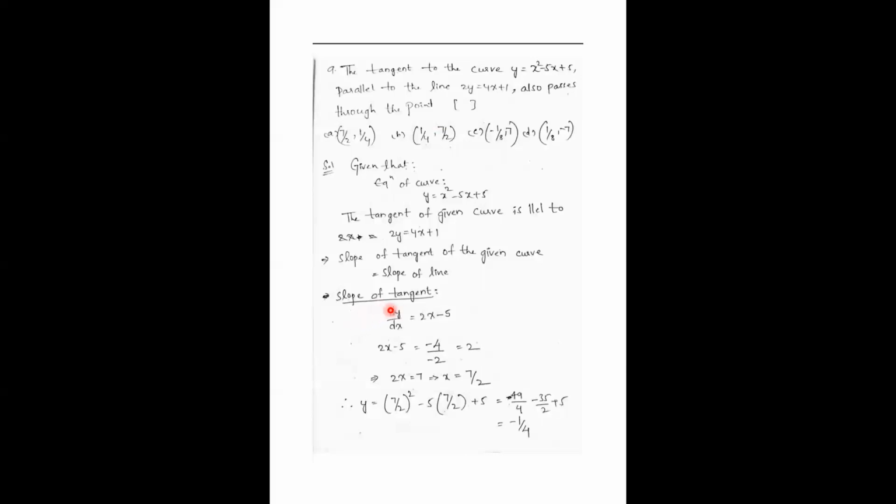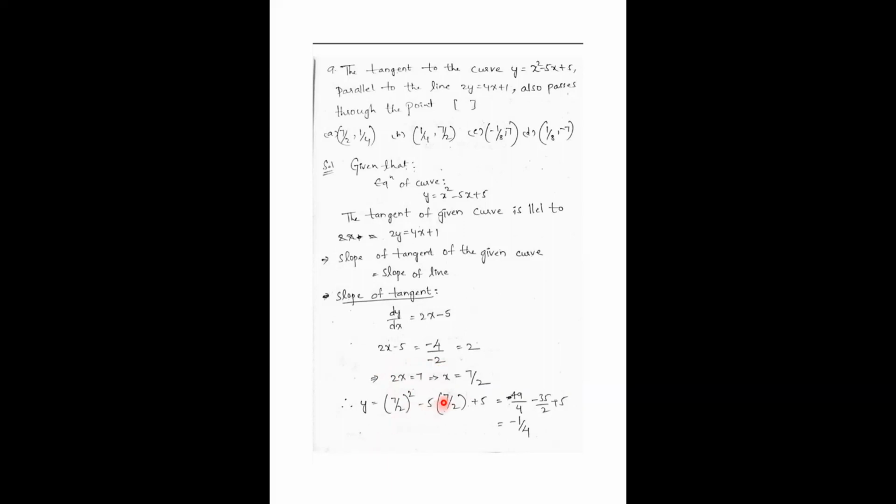Now let's find the slope of the tangent. The slope of the tangent will be dy by dx equal to 2x minus 5. Now the slope of the line is minus 4 by minus 2, which is equal to 2. Let's equate the slope of the tangent and the slope of the line. That is, 2x minus 5 is equal to minus 4 by minus 2, that is equal to 2. Now we will get x as 7 by 2 by solving 2x minus 5 equal to 2.